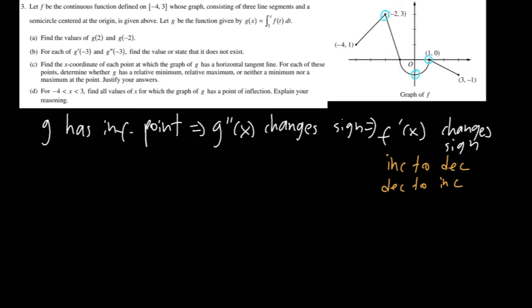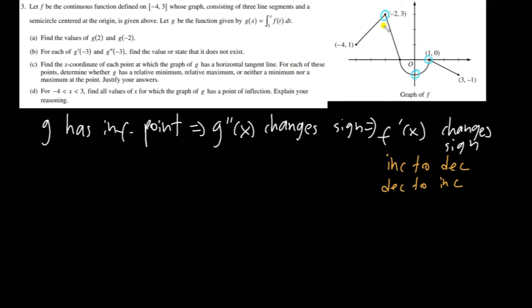So f prime of x changes sign at these 3 points, right? I'm not going to write it out for the sake of time, but f prime of x switches sign at x equals negative 2, x equals 0, and x equals 1, right? So g has inflection points at those values. That's what you write down on your test. Okay, this was a 2-point question.